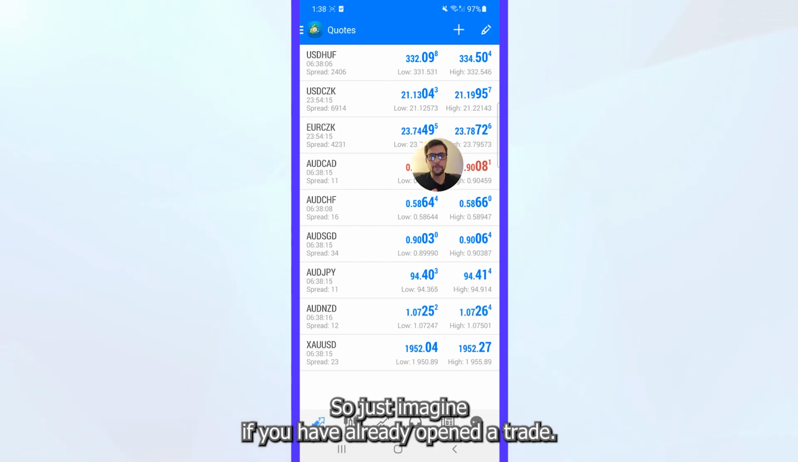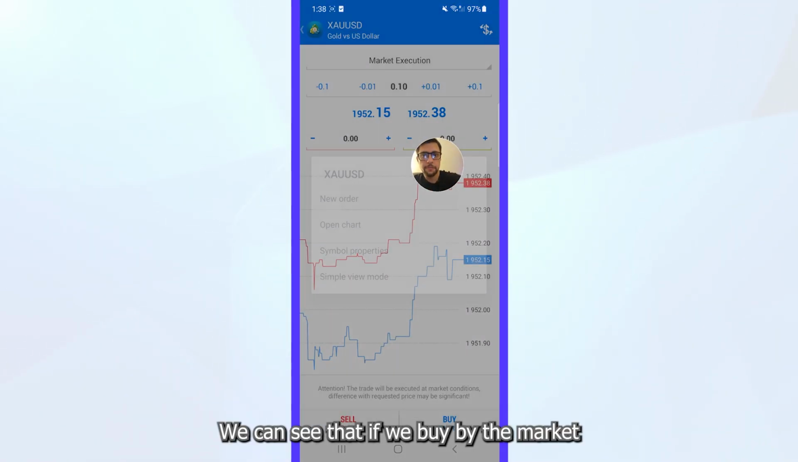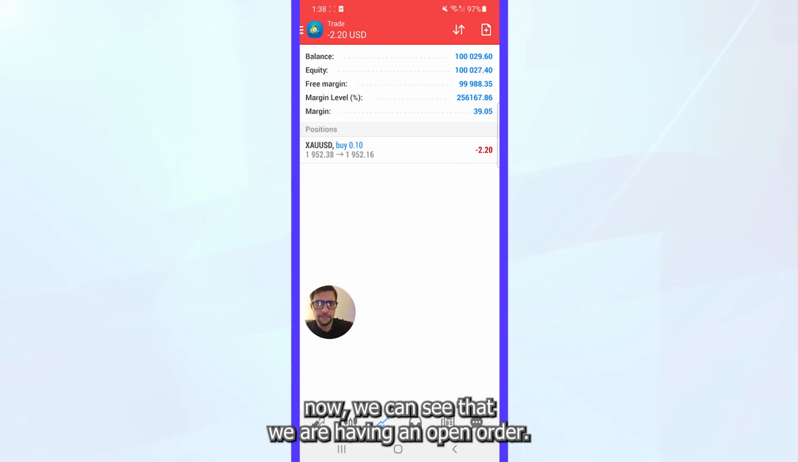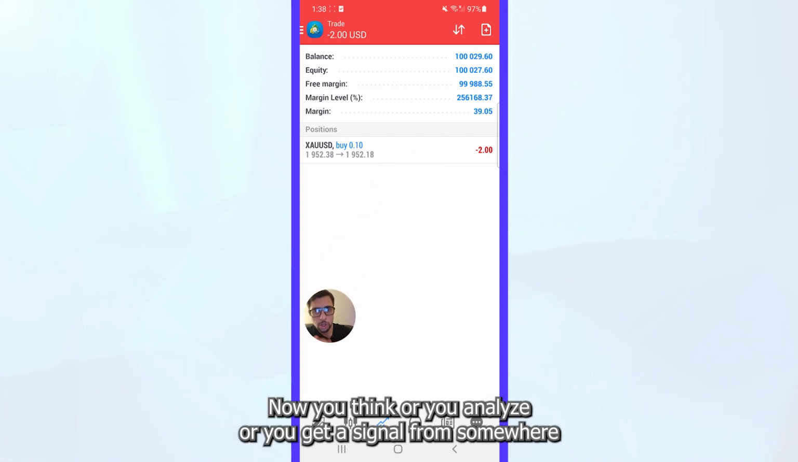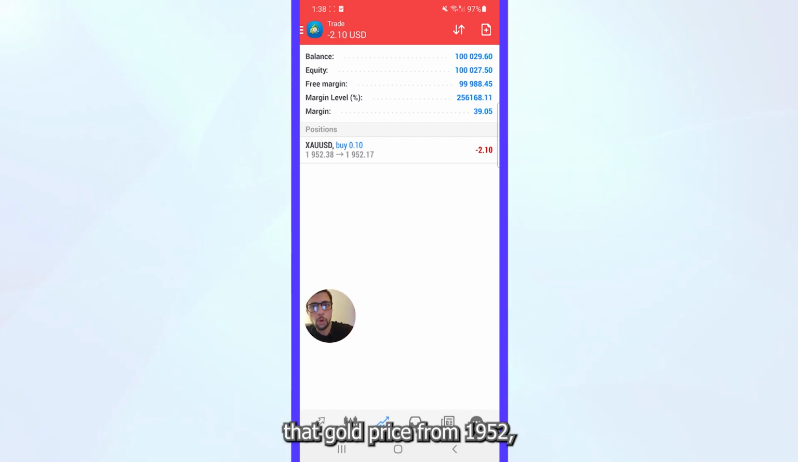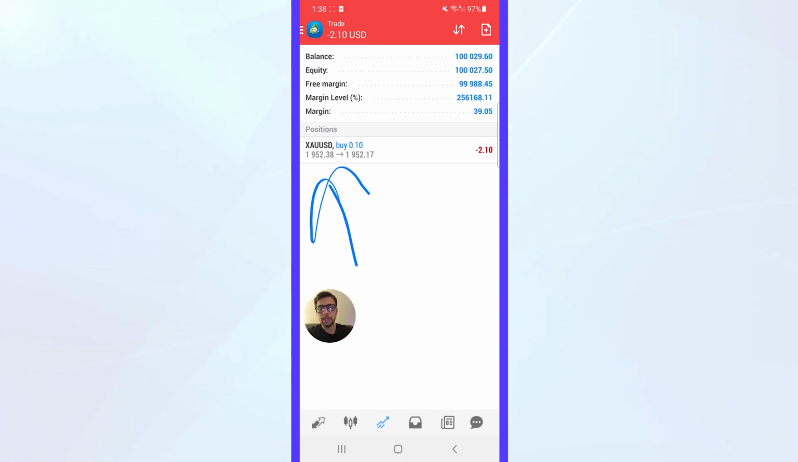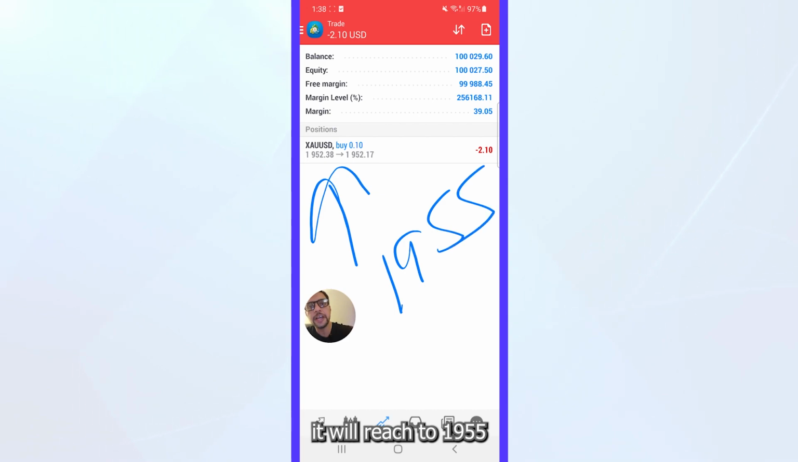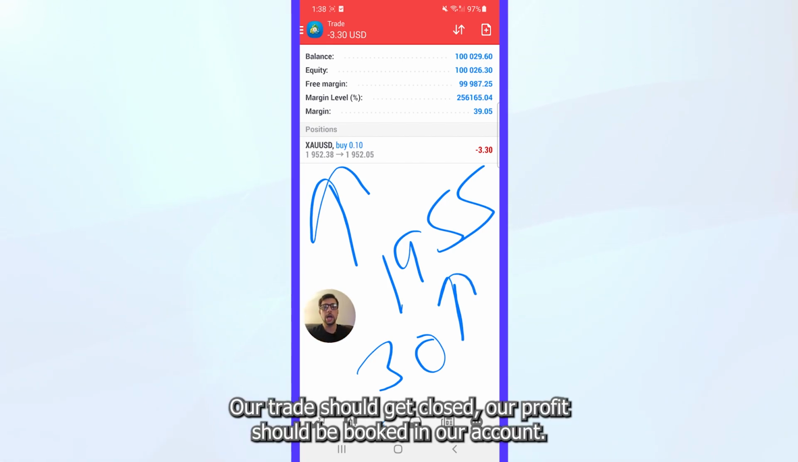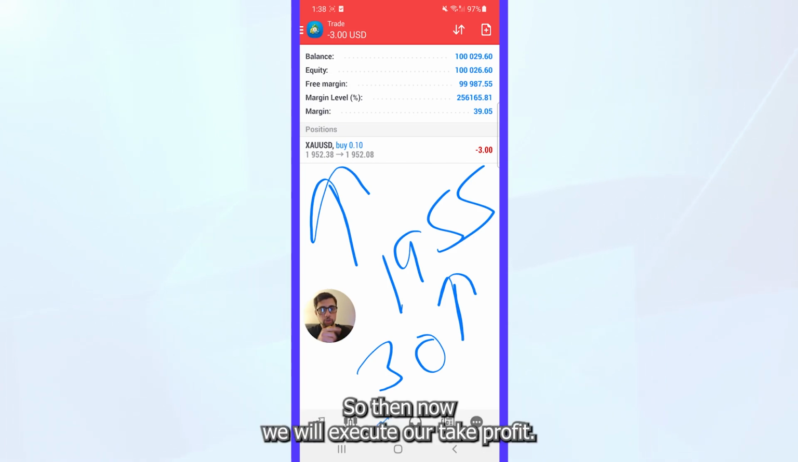So just imagine you have already opened a trade; we can see that we bought at market, and now we have an open order. Now you think, or analyze, or get a signal from somewhere that the gold price will go from 1952 to 1955 and you will be booking 30 pips profit, and you want that when it reaches 1955 our trade should get closed and our profit should be booked in our accounts. So now we will execute our take profit.